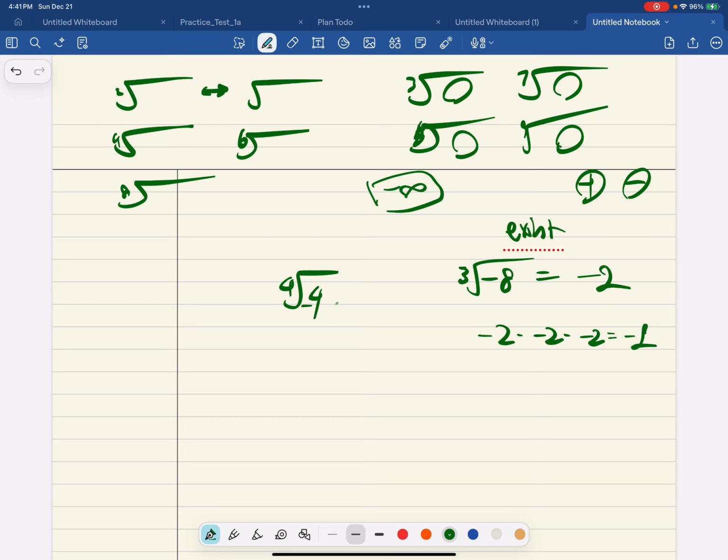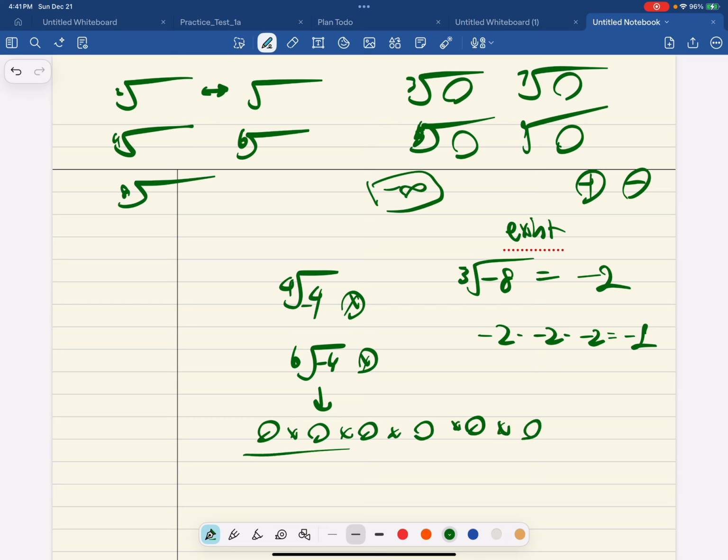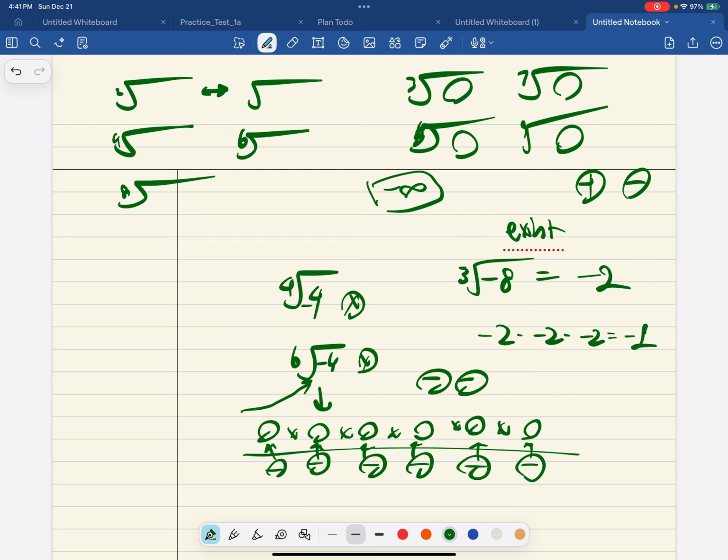The fourth root of -4 does not exist. The sixth root of -4 does not exist, because what this is saying is that something times something times something times something, six times, will give a -4, and that is not possible because negative times negative, no matter how many times you multiply, if it is an even number of negatives, this means the result is positive. If you multiply two negative things together, it will become positive.